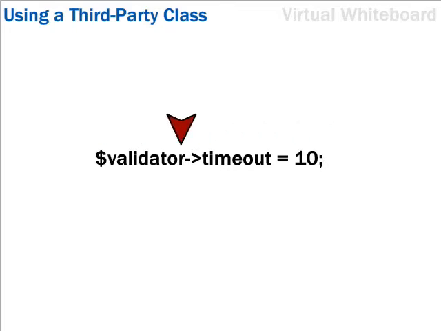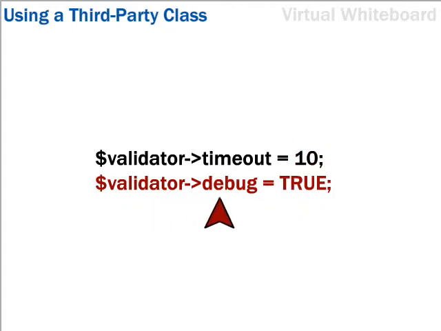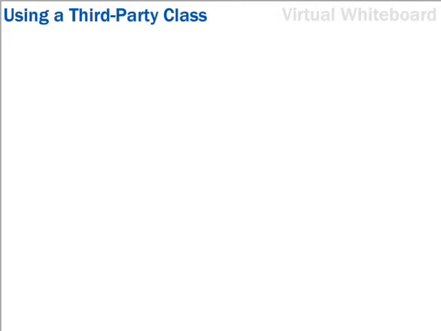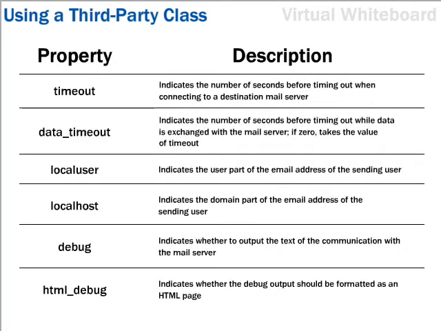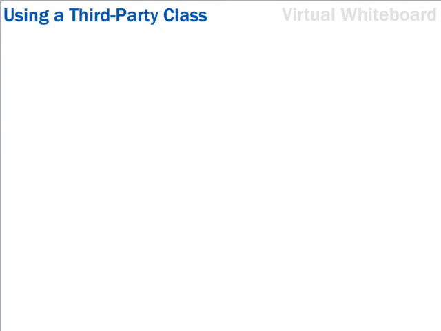The optional timeout property tells how many seconds to wait when connected to a remote mail server before giving up. Setting the debug property will cause the text of the communication with the remote server to be displayed on screen. You never really need to do this, though, unless you are interested in knowing what is going on. This statement defines a timeout of 10 seconds and turns on the debug output. This is a complete list of adjustable properties for a validator object.